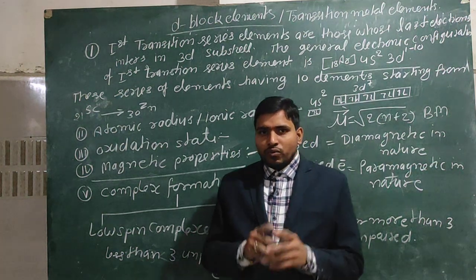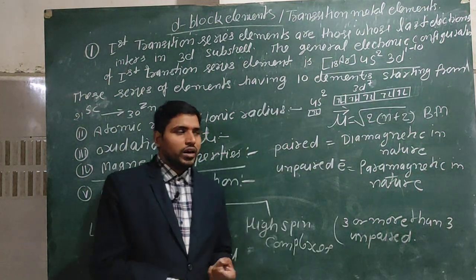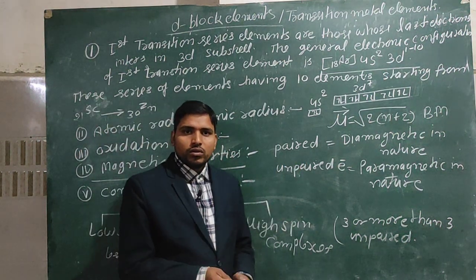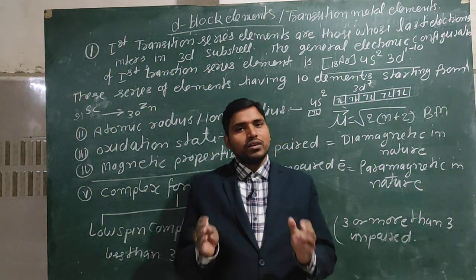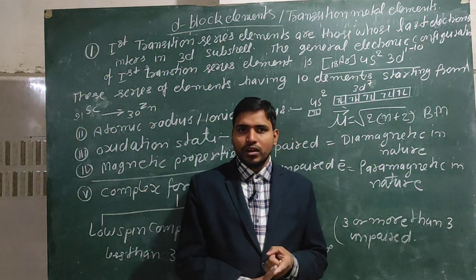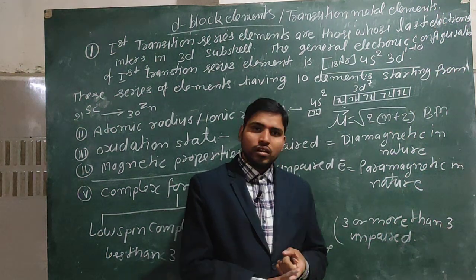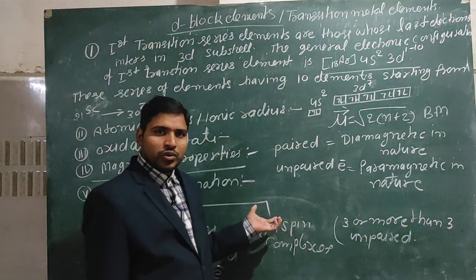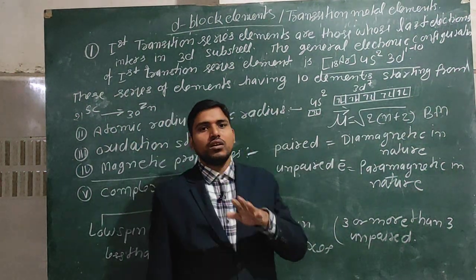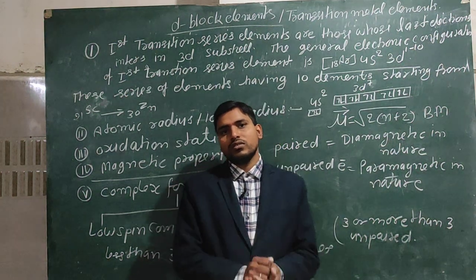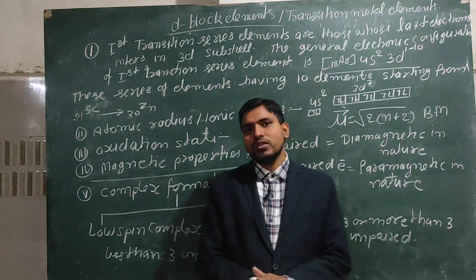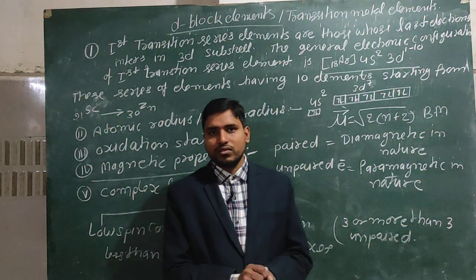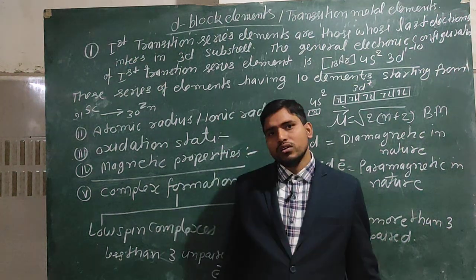Okay, one more thing is very necessary for you, that all the 3d transition series elements show catalytic properties, like nickel, copper and iron, manganese, chromium. These are the elements which are generally used as catalysts. Catalysts are substances which can change the rate of reaction. It can increase or decrease.